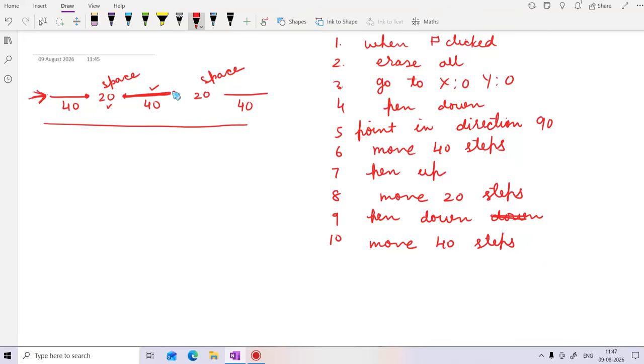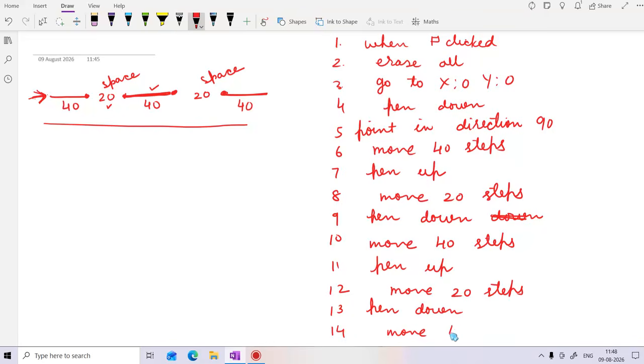Now, if I have reached here, again you can see this is the space 20. This much space is there, right? So again we'll have to use pen up. And how much space is there? 20. So please mention move 20 steps, right? And then finally we have come here again. Now to draw this line, we have to write again pen down. When a space is there, pen up. When a space is not there, then pen down. So pen down. Number 14, how much line is there? It is move 40 steps.